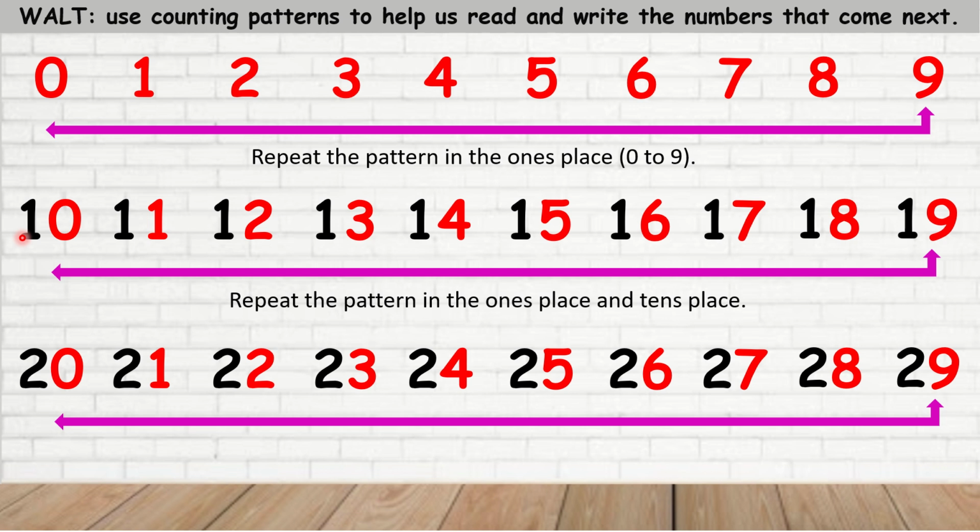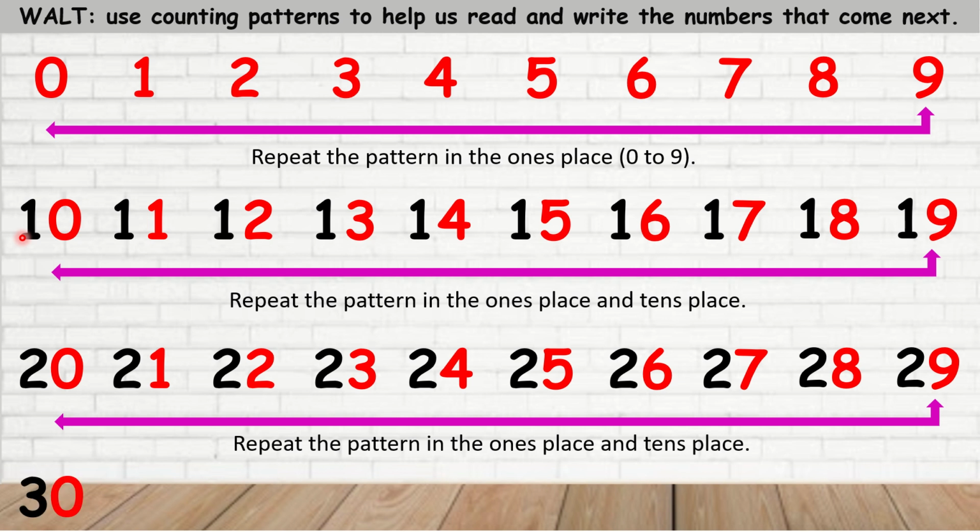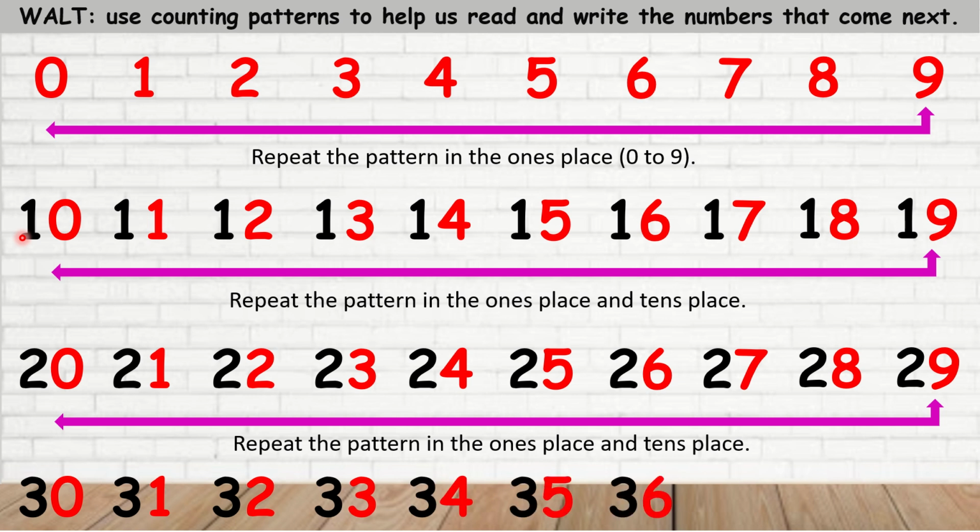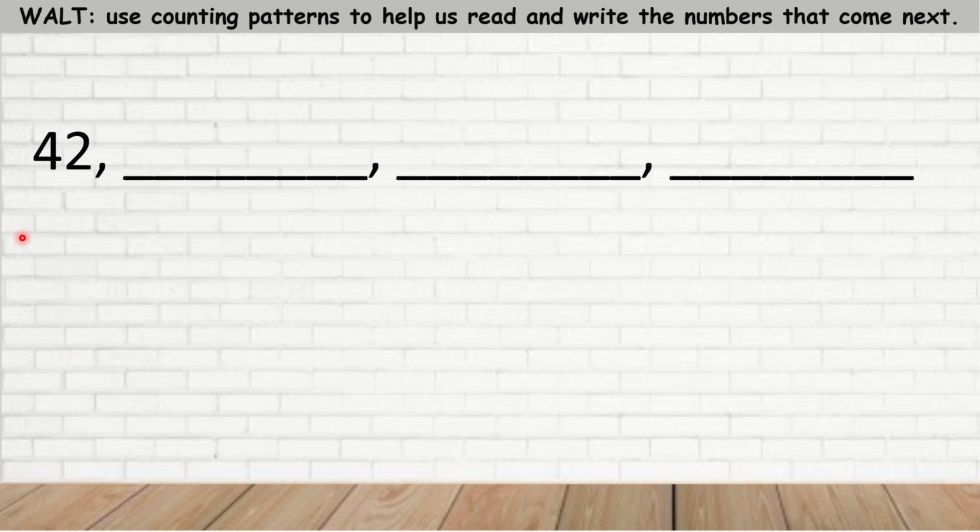And again, we're going to return back to the 0, but this time we're going to add one more 10. So now after 29, we have 30. 31, 32, 33, 34, 35, 36, 37, 38, 39. Okay? Now, let's look at this question here.